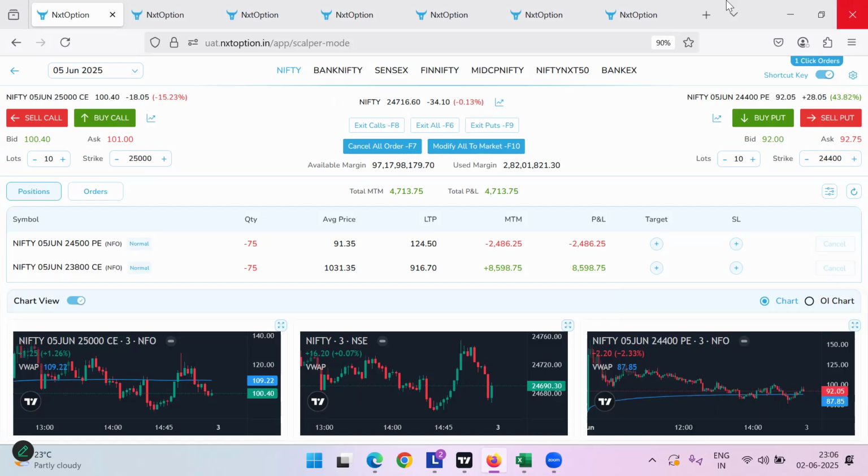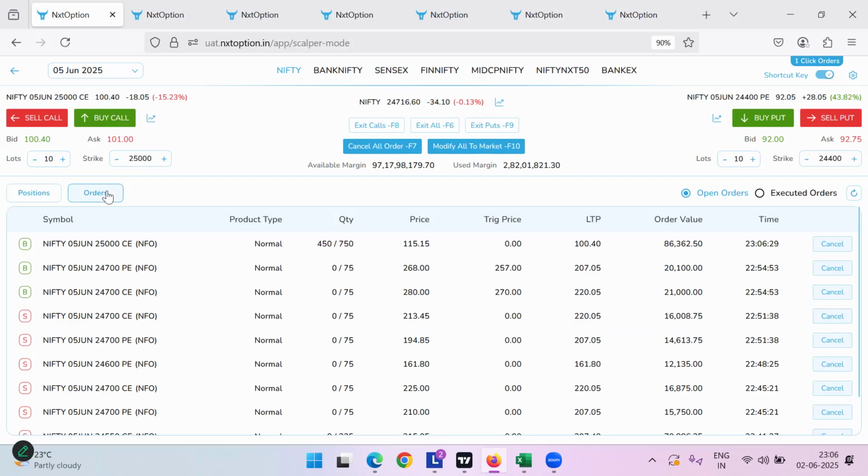Whatever lot size you have set, based on that, 10 into 75 will get executed. So here you can see I had put an order for 750. Probably currently around 450 got matched. So whatever lot size you set, that will be executed. So assuming that you bought it at 115, this is a hypothetical number over here, since the market has been closed at 115.